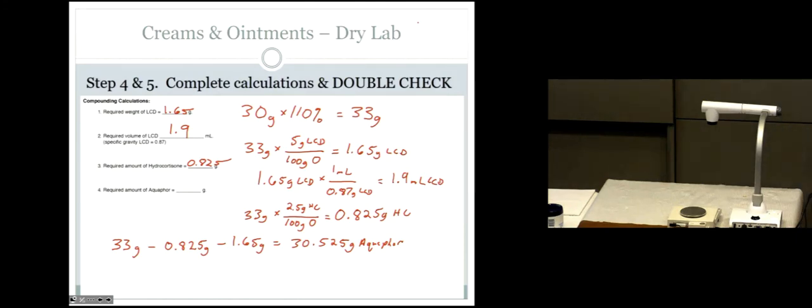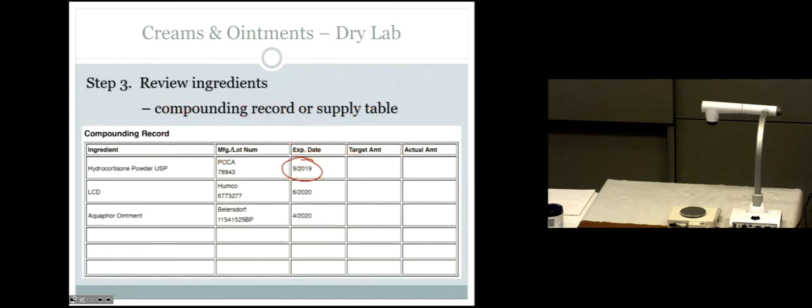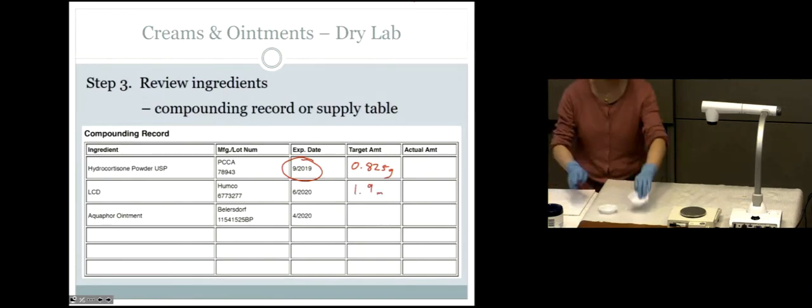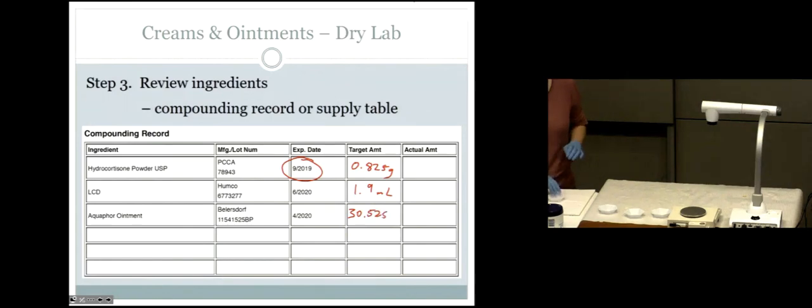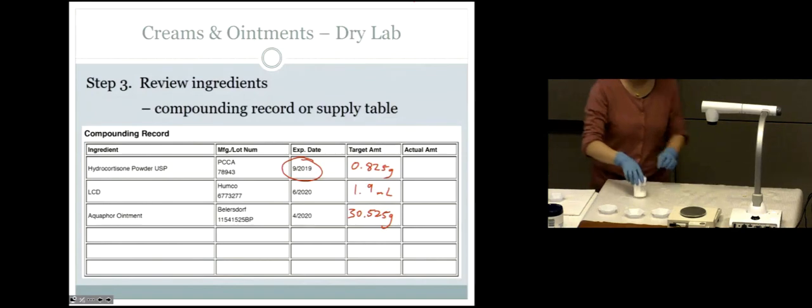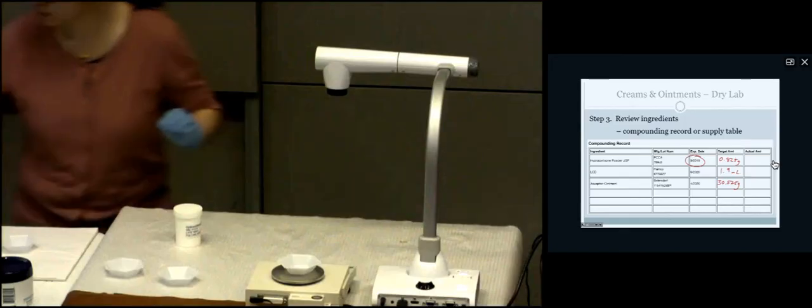So let's go ahead and go back to your compounding record, because essentially we have the targets for all of our ingredients. So let's write those down. Going back to here, we know our target for hydrocortisone is 0.825 grams. We know our LCD is 1.9 milliliters. And Aquaphor was 30.525 grams. We now know the amounts of everything we need. So give me a second to get set up as Judy gets us ready to make it.